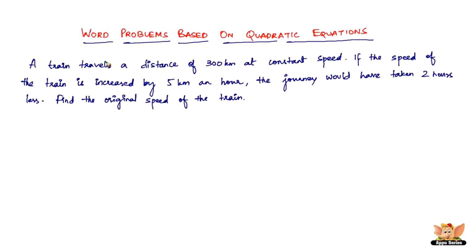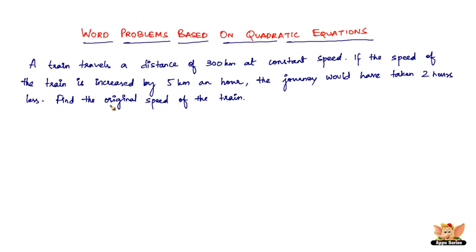So let's continue to solve word problems based on quadratic equations in this video. We've got a question here which says a train travels a distance of 300 kilometers at constant speed. If the speed of the train is increased by 5 kilometers per hour, the journey would have taken 2 hours less. Find the original speed of the train.